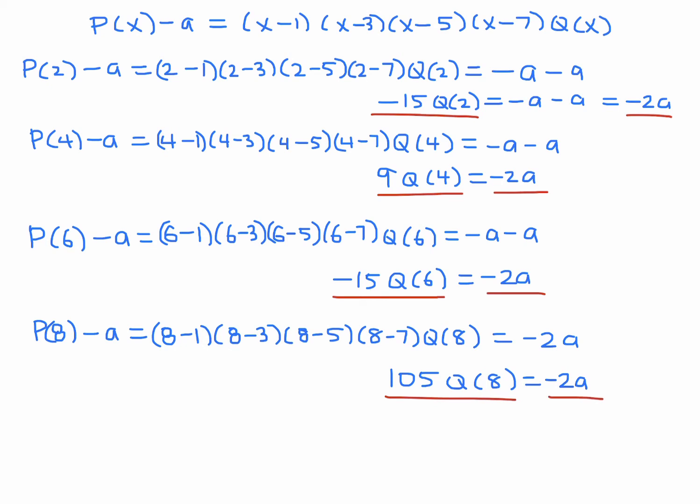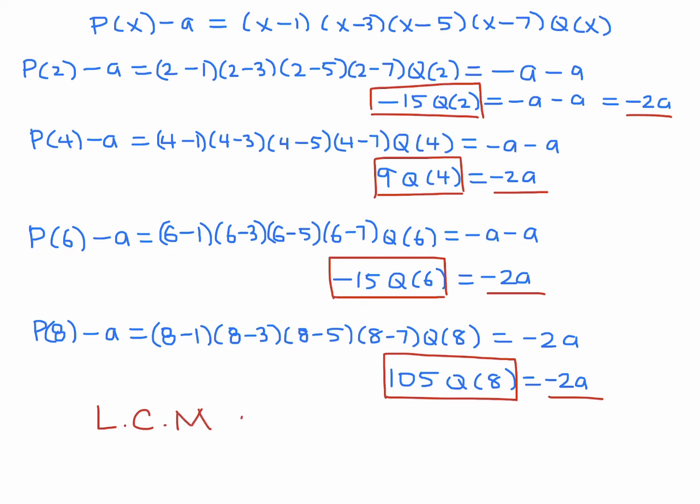So all of these are equivalent. Now, for all of those to be equivalent, that means that these guys are all equivalent, correct? So to figure out a, we really have to figure out the lowest common multiple of these numbers, which are 15, 9, 15, and 105.